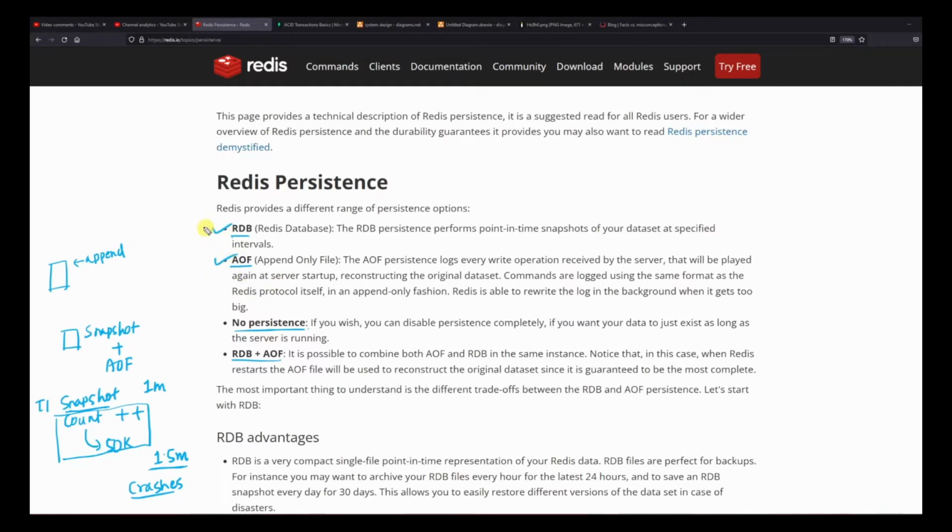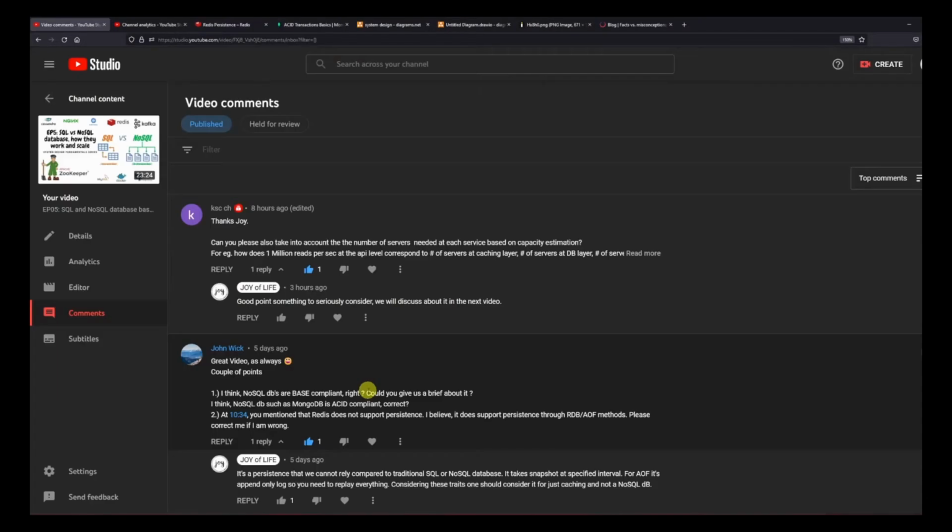So these two properties we have, and we can use the combination of these two as well, but that is not good enough. So it becomes a good candidate for being a cache at this point of time. So I hope you got some context, John.